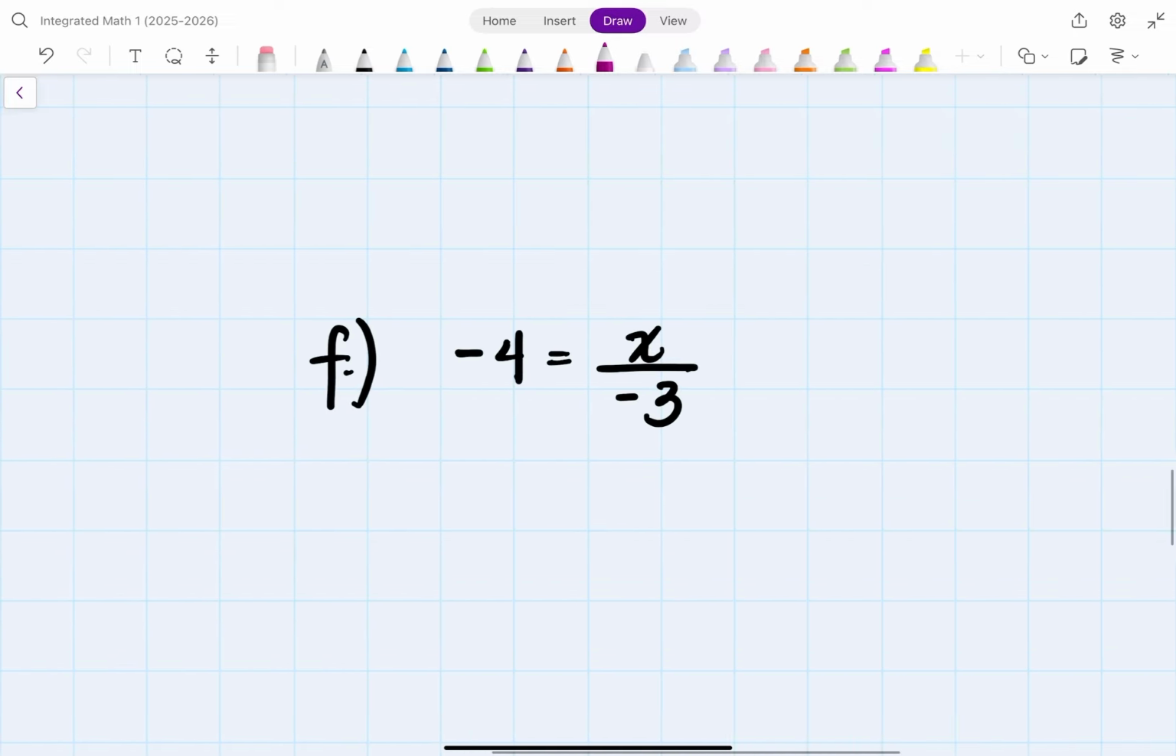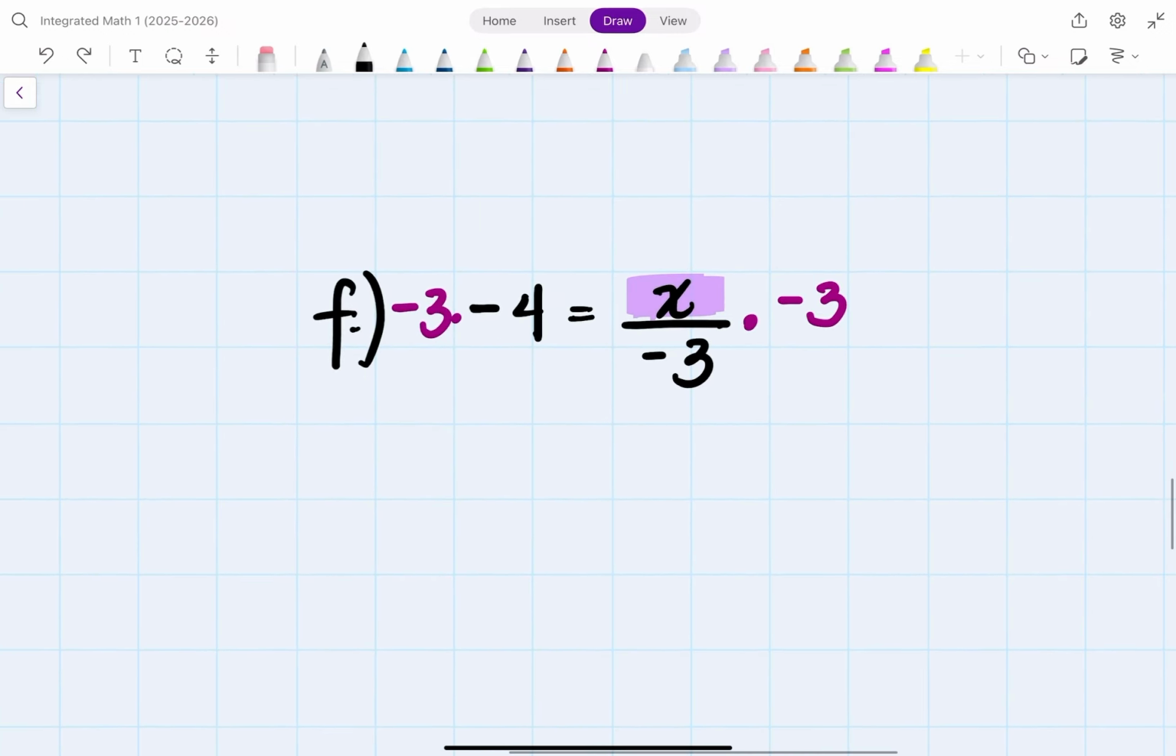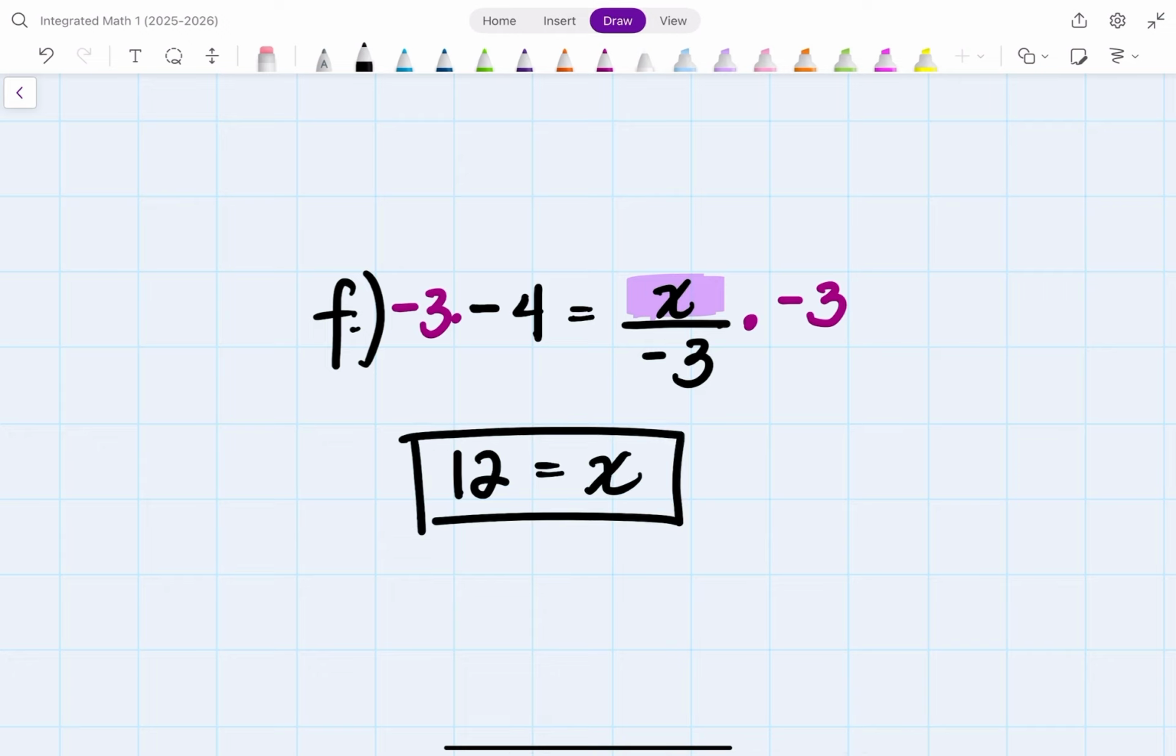Here's F. Same idea, guys. Isolate the x. I want to go ahead and isolate the x. And the operation that's happening between the negative 3 and the x is division. Inverse of division is multiplication. So I'm going to multiply by negative 3. And what we do to one side, we repeat to the other, so I should be multiplying the other side as well by a negative 3. I know that a negative times a negative is a positive, so I should get a positive result there. And 3 times 4 would give me a 12. So my answer is x equals 12.